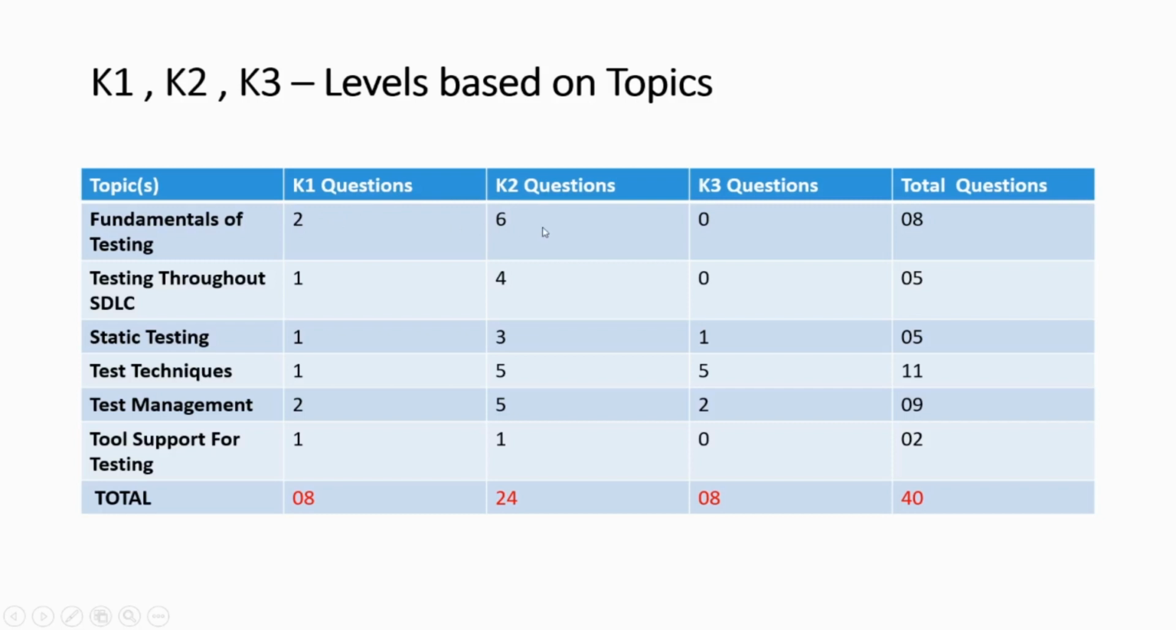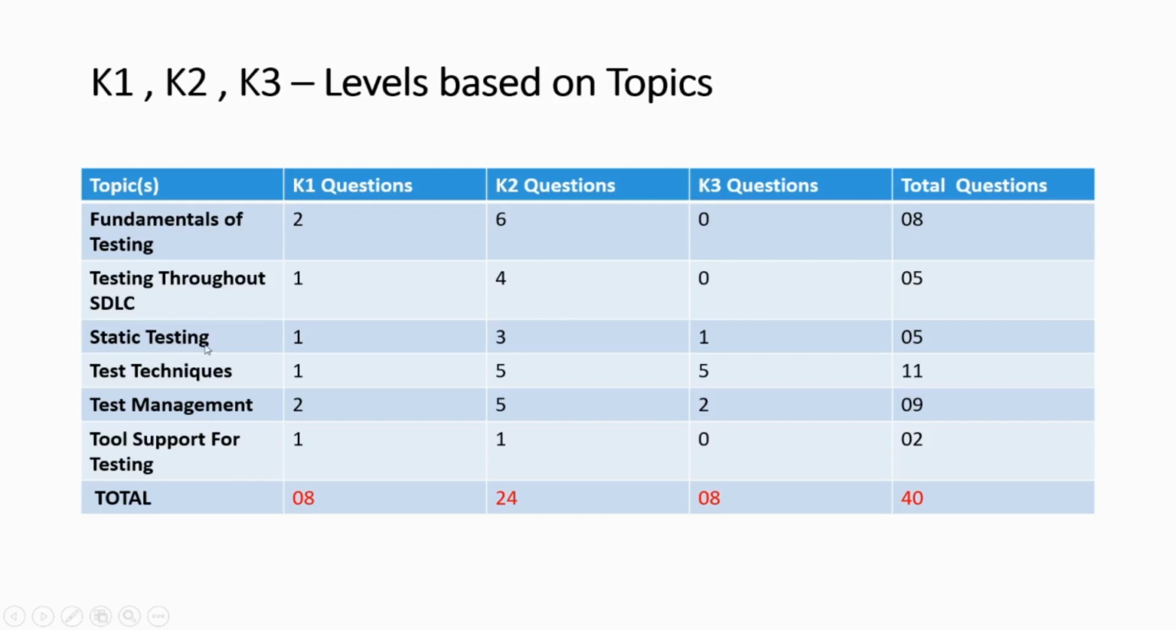Then 6 questions will be on some big concept where you have to understand it, and there will be no situation based question. So in total for the first chapter we will have 8 questions, and their categorization is 2, 6 and 0. For the second topic, which is testing throughout STLC, we have 5 questions in the exam, and out of 5 questions, 1 question is based on some definition or a very small concept, and 4 questions will be something where you have to understand the major concept.